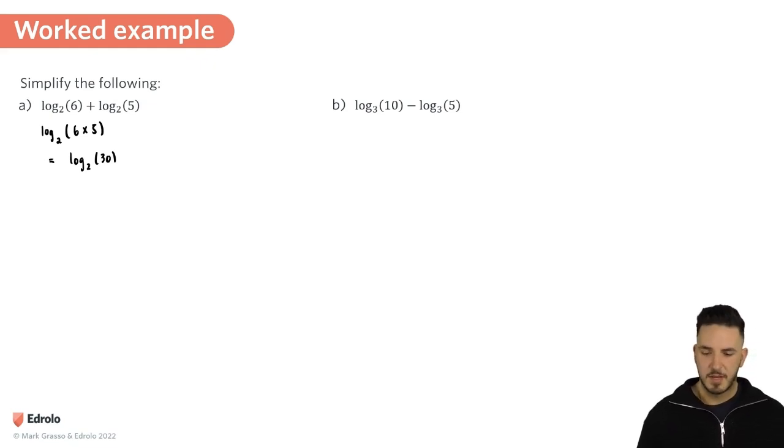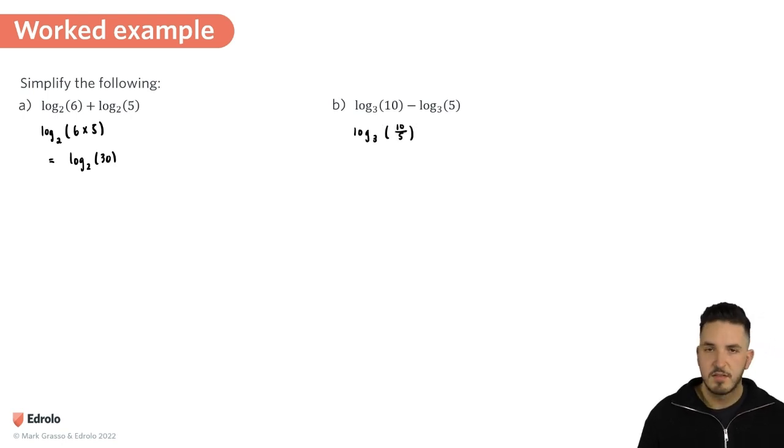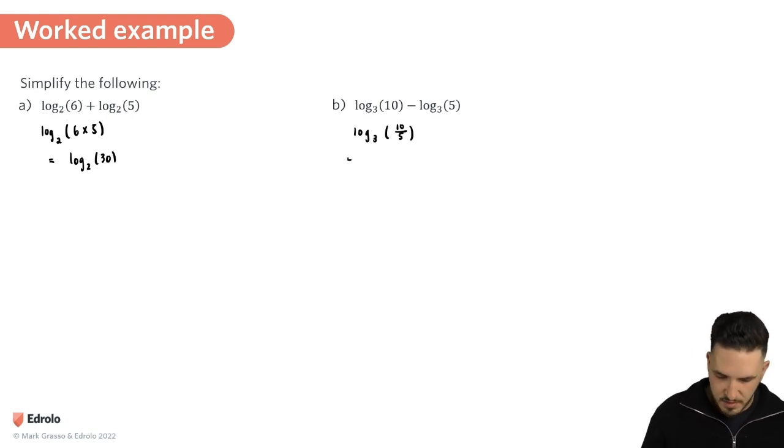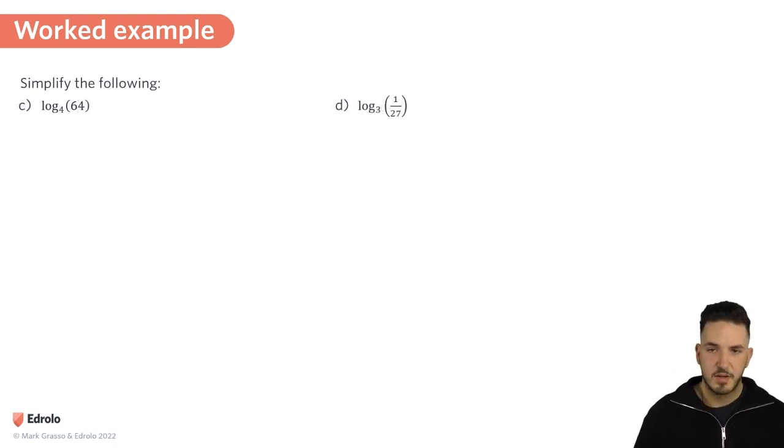Now let's look at B. So we've got log 3 of 10 minus log 3 of 5. We're subtracting logarithms, meaning we're dividing the arguments. So we're going to have log 3 of 10 divided by 5. 10 divided by 5 gives us 2. So we're left with log 3 of 2. So another part of that same word example, again we're starting to use potentially a combination of laws in some instances. So simplify the following.